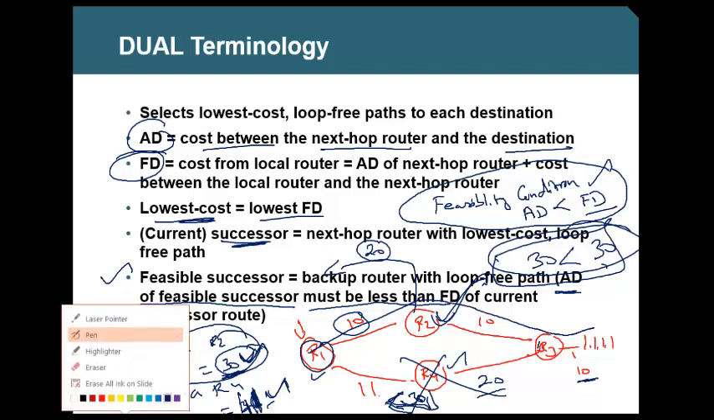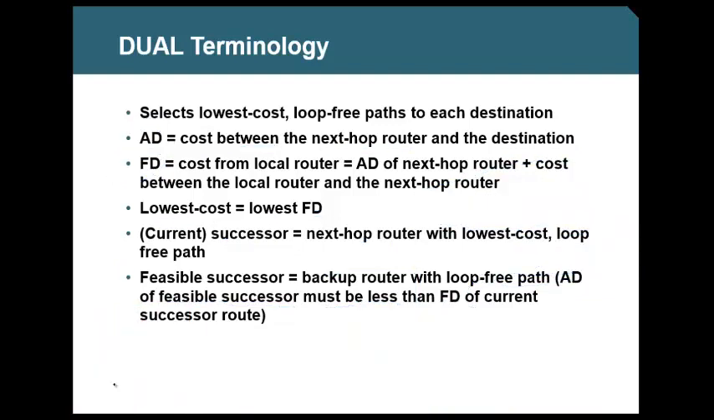Okay, and then if there is no backup, we should just go on those routes there, because the feasible successor is not less than, it's equal in this case. Yeah, equal is also not acceptable. So it's just going to have one route. Yeah, only one route. That's what I'm understanding. Yes, correct.